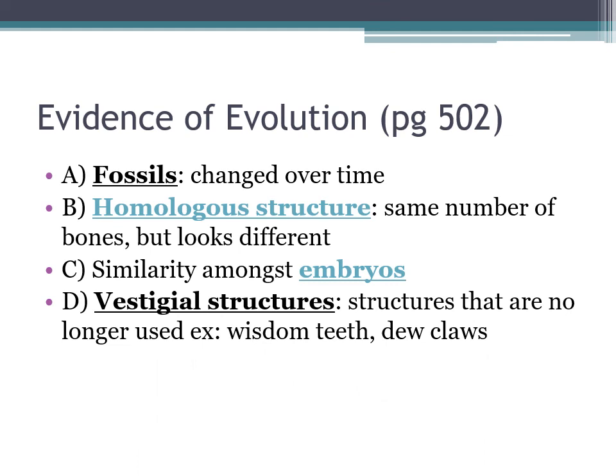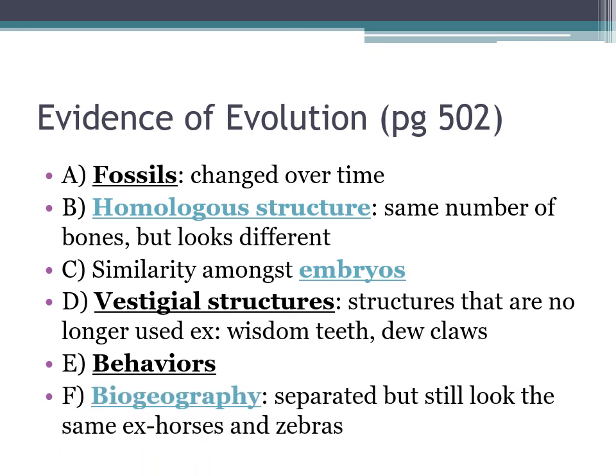We have vestigial structures. So our wisdom teeth are no longer needed. Dogs have these dew claws, these very high up claws that are just flat for the most part. Why do humans have a tailbone when we have no tail? Behaviors that we see. What kind of behaviors do we see? Why was the domesticated dog so friendly? How did that help them along? Or biogeography. They're separated, but yet they still sort of look the same. Horses and zebras. However, they're very different.